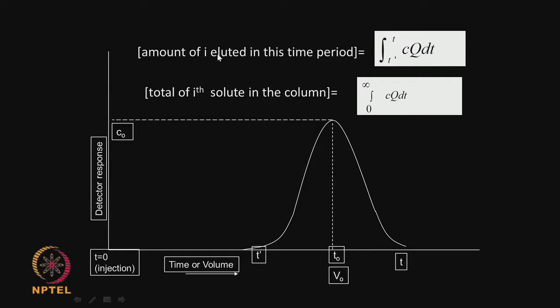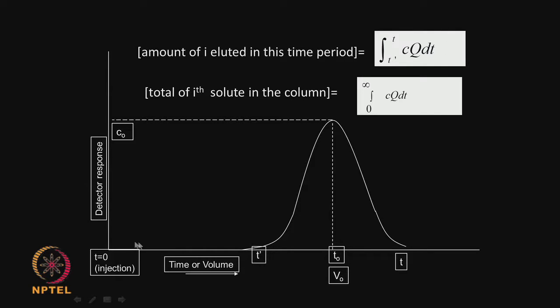If I want to know the amount of solute I eluted in this time period, that means between T and T naught, I do an integration of C into Q into dt, where Q is your flow rate. For C, I have an equation on the previous page, as a function of T naught and sigma. If I want to know the total I, then I need to integrate between 0 and infinity. But if you want to know how much between these two times, I will integrate between T and T dash.